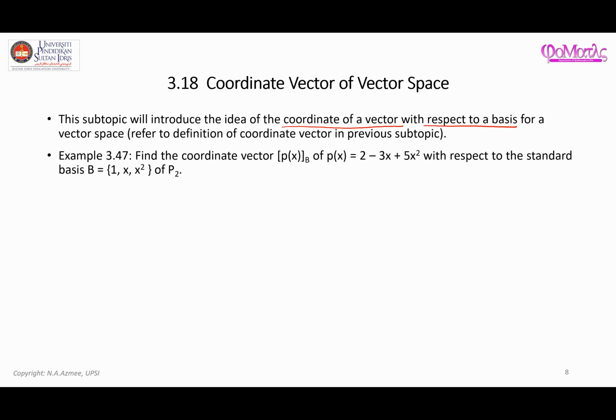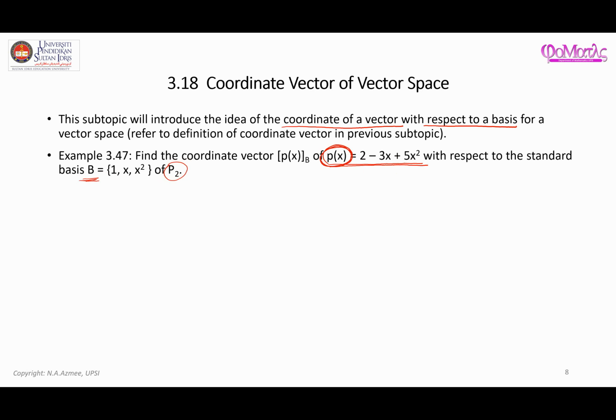In this video, I'm going to give more examples related to finding the coordinate of a vector with respect to a given basis. Here we have the polynomial p(x) given as 2 minus 3x plus 5x squared. So this is a polynomial of degree 2, and you are asked to find the coordinate vector of this with respect to the given basis. Here is the basis, and the vector space is polynomials of degree 2.